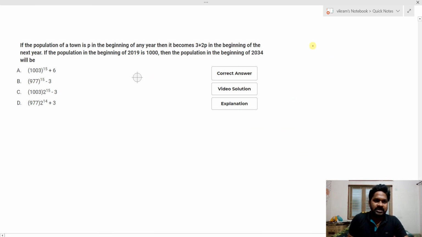So the next question is: if the population of a town is P in the beginning of any year, then it becomes 3 plus 2p in the beginning of the next year. If the population in the beginning of 2019 is 1000, then the population in the beginning of 2034 will be? He has given four options. These types of questions are best verified with the options.